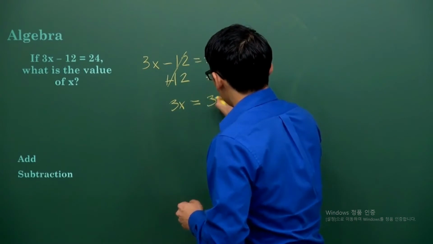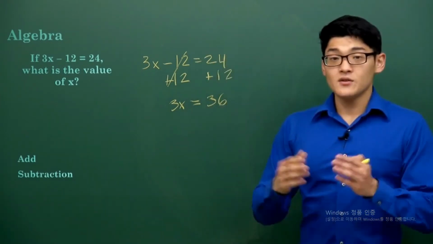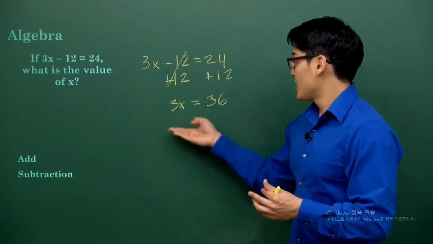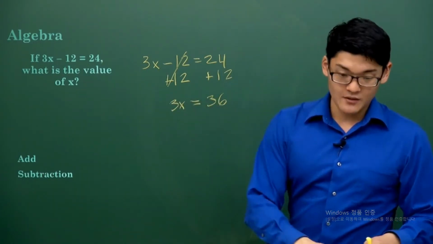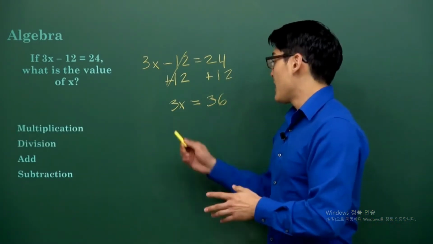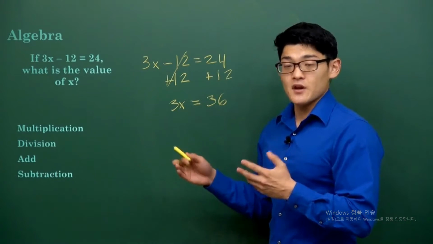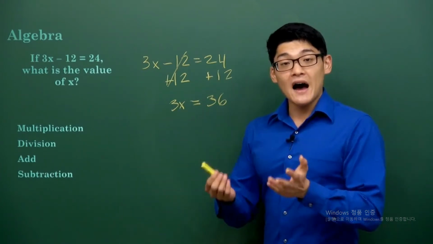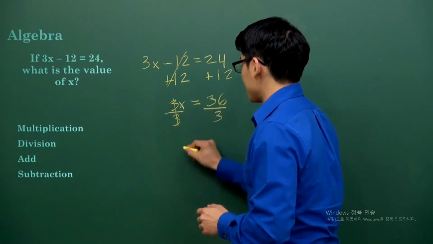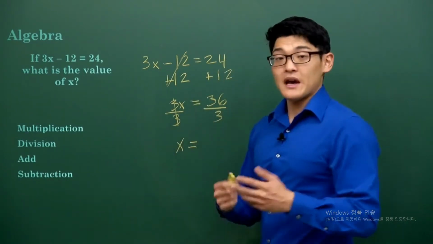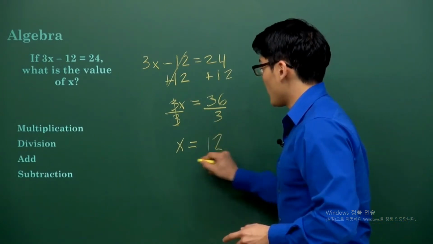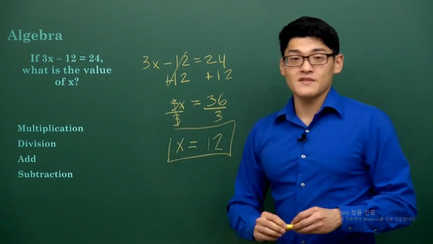which gives 3x equals 36. Okay, so there's nothing that's added or subtracted from x on this side, so we're done with that part. The next portion is multiplication or division. That's the next step. And as you can tell, if we want to get x by itself, we are going to have to divide by 3 on both sides to get x on its own. And that's the only thing we have to work with. And 36 divided by 3 is just 12. So x is 12 in this case.